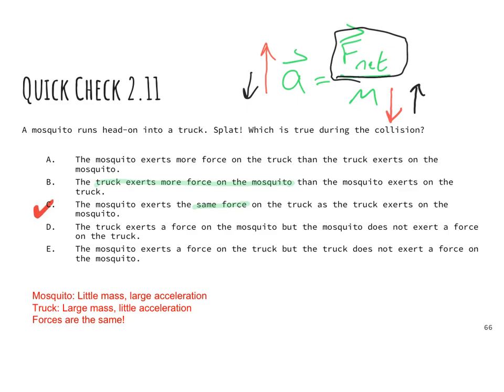A little follow-up question would be, what is the last thing that goes through a mosquito's head during a collision? And the answer, of course, is its butt.